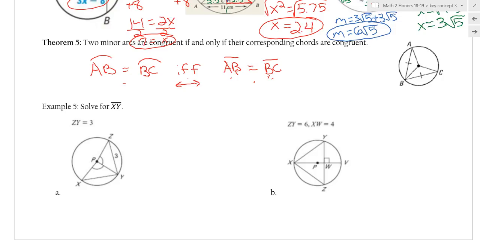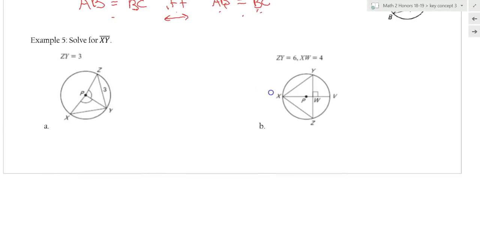The best example that people know is the square and the rectangle thing. If something's a square, then it has to be a rectangle. It is not true that if something's a rectangle, then it has to be a square. Okay, so not everything works backwards. If you see this if and only if, then both ways works. So let's look at example 5.